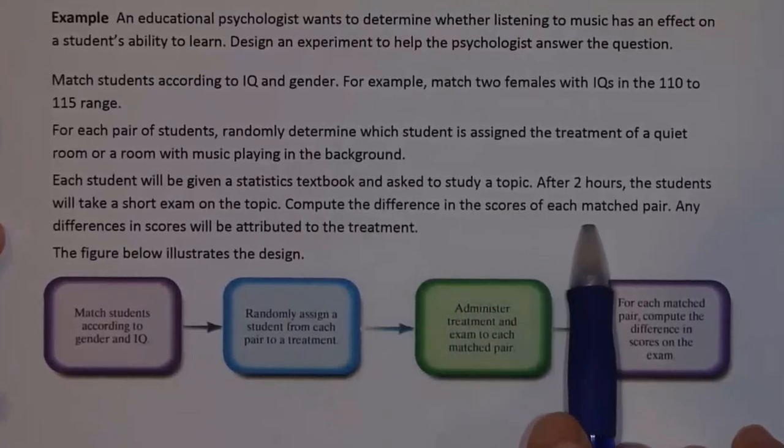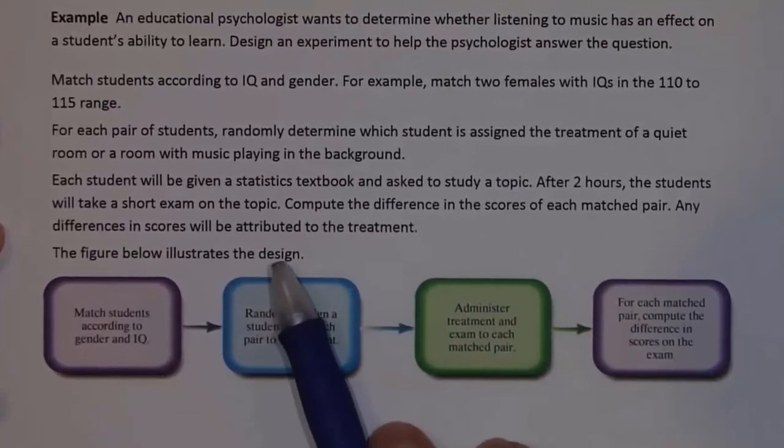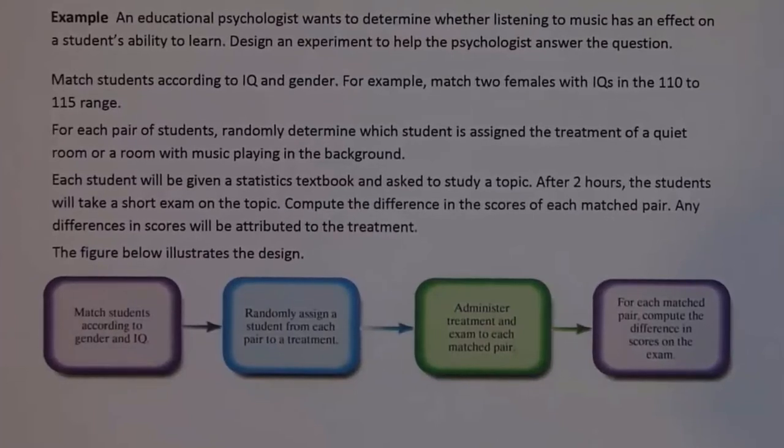Compute the difference in the scores of each matched pair. Any differences in scores will be attributed to the treatment of music. So say the person in the quiet room scores 5 points less than the person with the music. Then for the next pair, the person in the quiet room scores 4 points less than the person with the music, and so on and so on. I look at that for each pair and see if there's any differences. Any differences would be attributed to the treatment. It's possible that the people in the quiet room could do better on the test. It's possible that people in the music room would do better. Or it's possible there would be no difference at all.